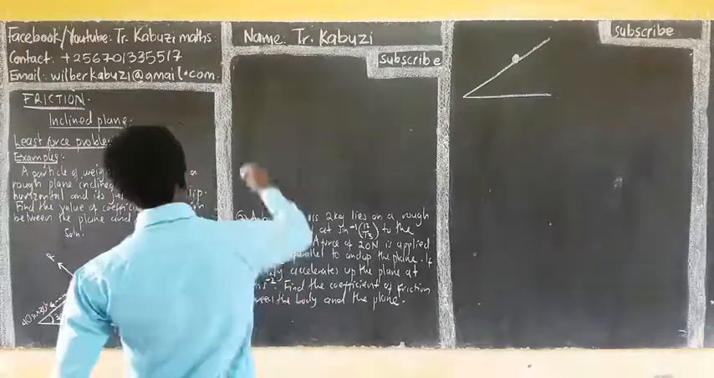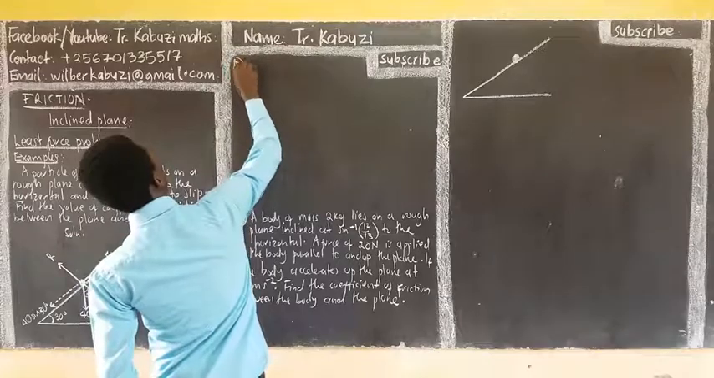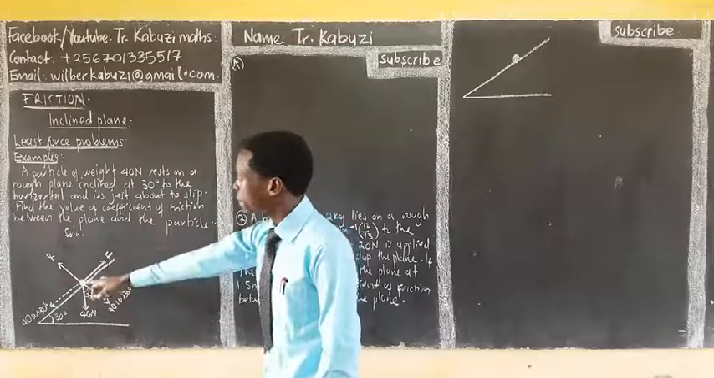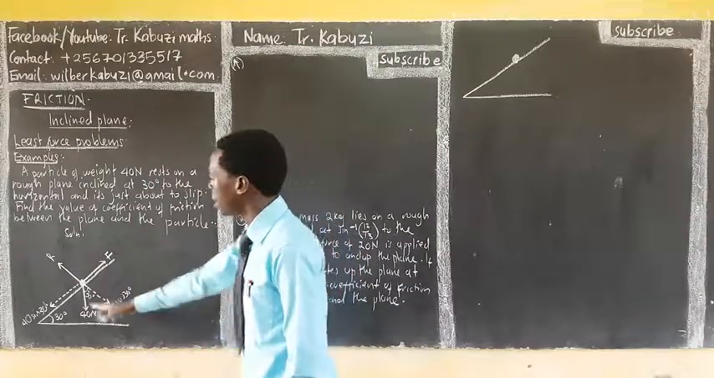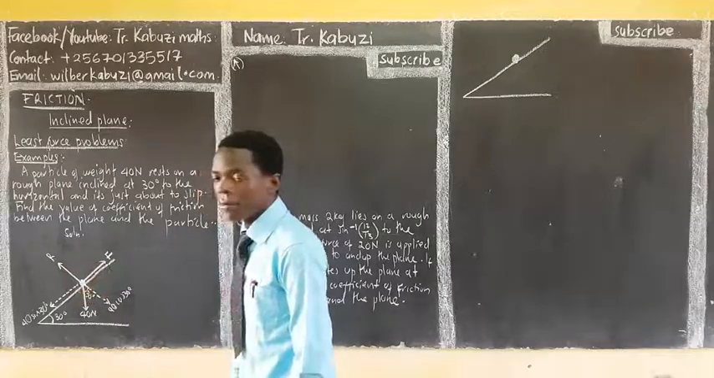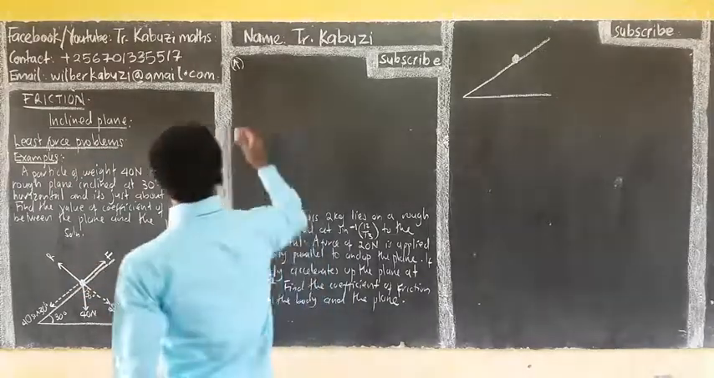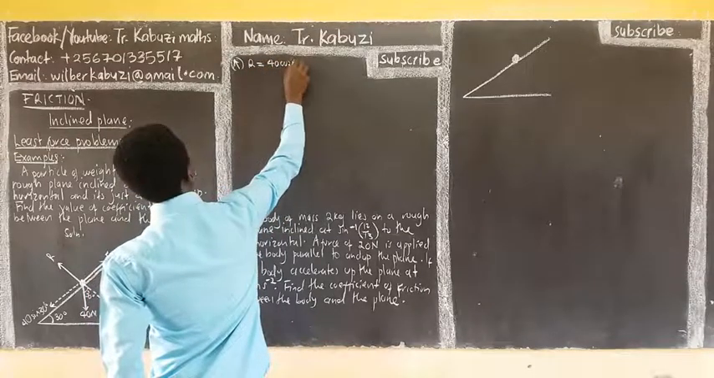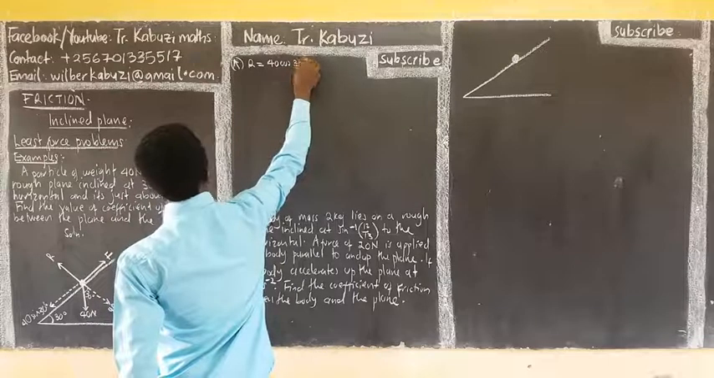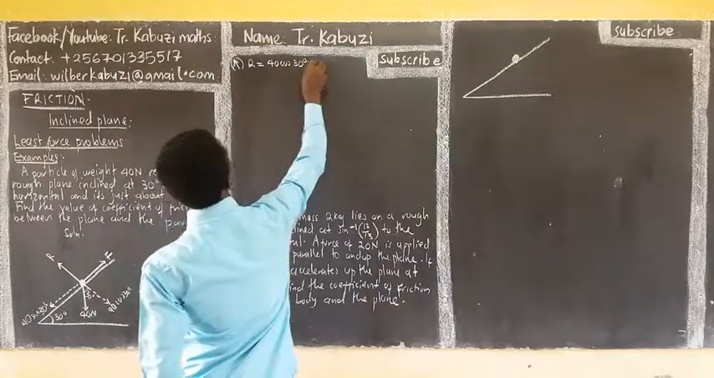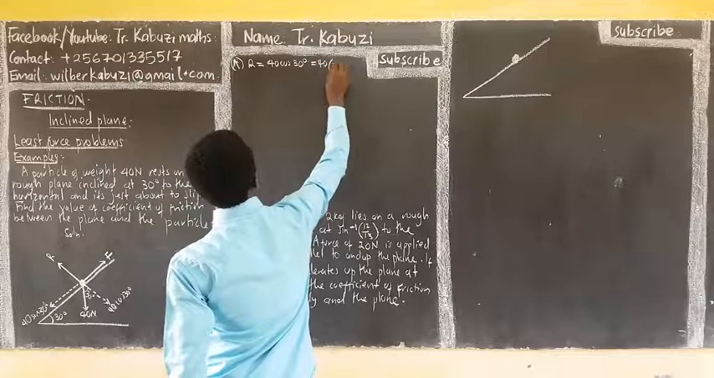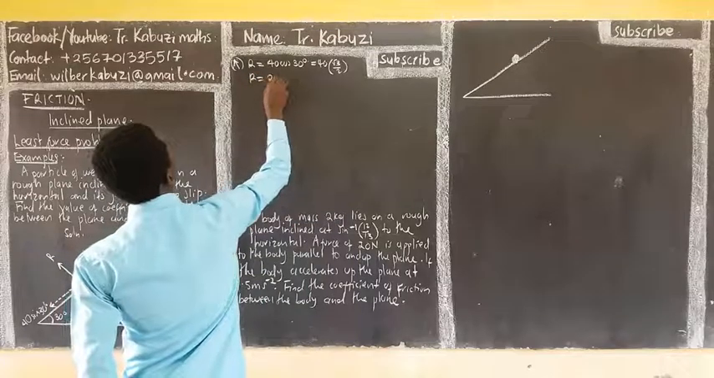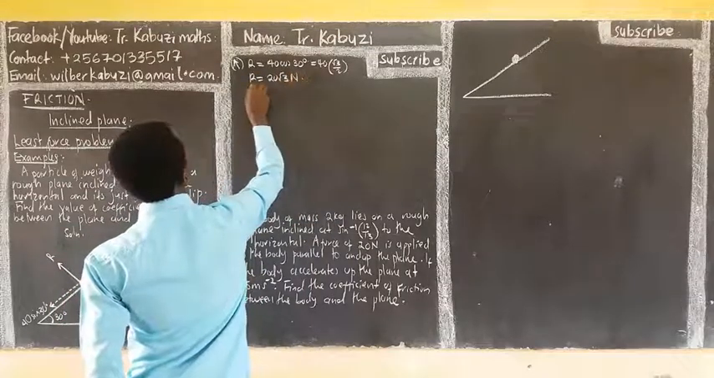Now, if we resolve perpendicular to the plane like this, we don't have any acceleration. So acceleration is zero, meaning it is in equilibrium, so R is equal to 40 cos 30 degrees. That will be 40 into cos 30, which is root 3 over 2, so our R becomes 20 root 3 newtons.